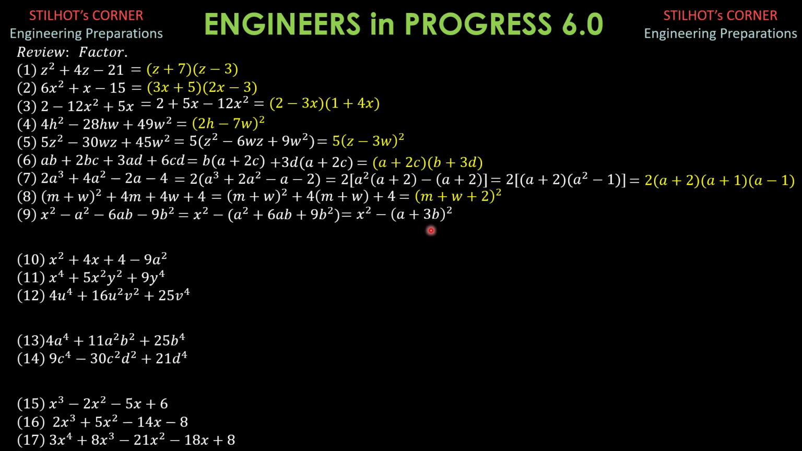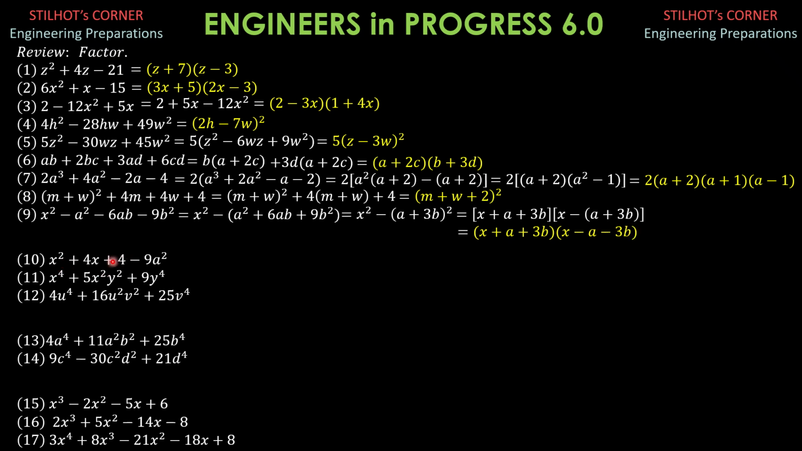So we have a difference of two squares. Factors are x plus quantity a plus 3b. The other factor is x minus quantity a plus 3b. So x plus quantity a plus 3b, x minus quantity a plus 3b. So the final answer, x plus a plus 3b times quantity x minus a minus 3b.